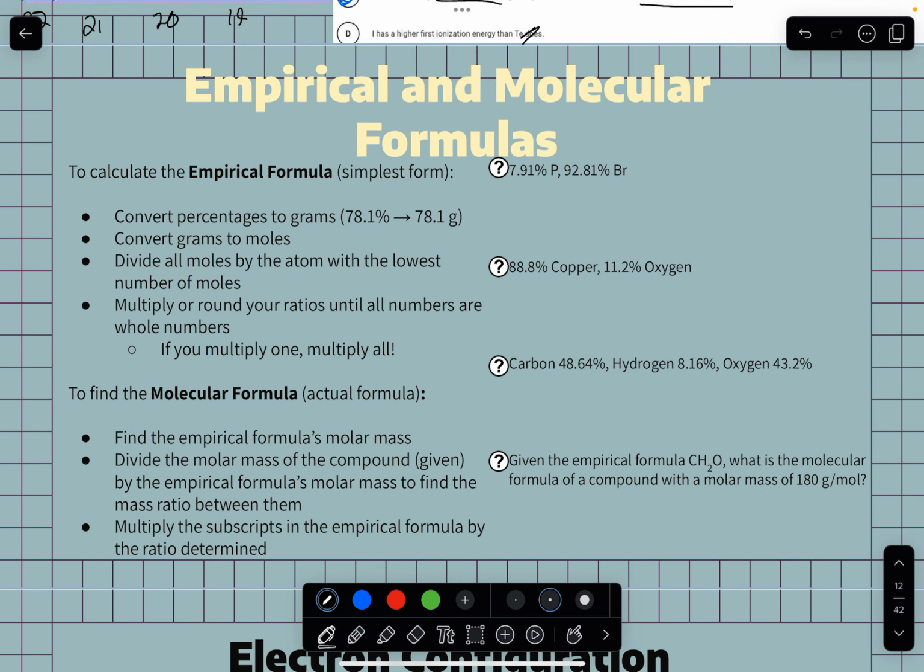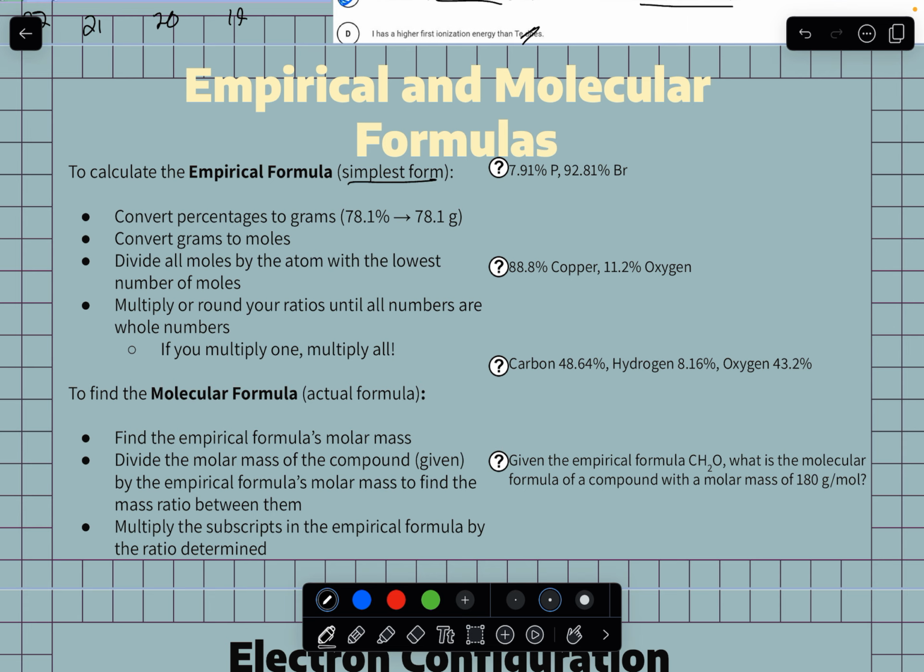Right. For empirical and molecular formulas, remember when we talk about empirical formula, this is the simplest form. So this has the lowest common denominator for our subscripts in the compound. Okay. To find this, we're going to convert the percentages to grams. We're going to convert the grams to moles, divide all the moles by the atom with the lowest number, and then multiply or round the ratios until all our numbers are whole numbers. Okay. Remember, if we multiply one element, we have to multiply all of them.